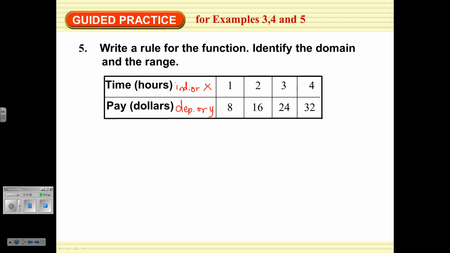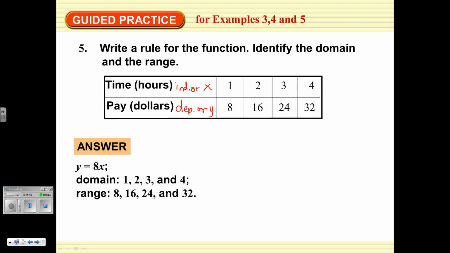Okay? So now let's look at the values. Hopefully you figured this out. We have our x is 1. In 1 hour, we make how much money? $8. In 2 hours, we make $16. In 3 hours, we make $24. Do we see how much we are making for each hour? So hopefully you wrote that your pay, if you wrote a verbal model, equals time spent, or hours, times hourly pay. There's a verbal model right there.